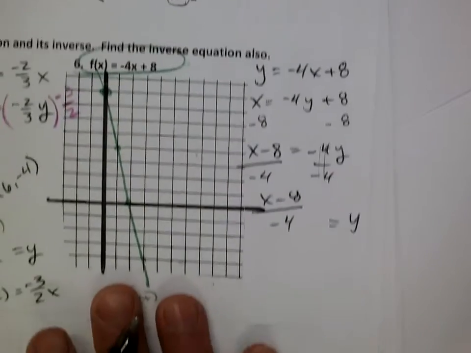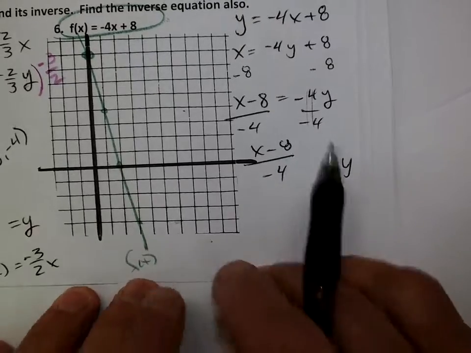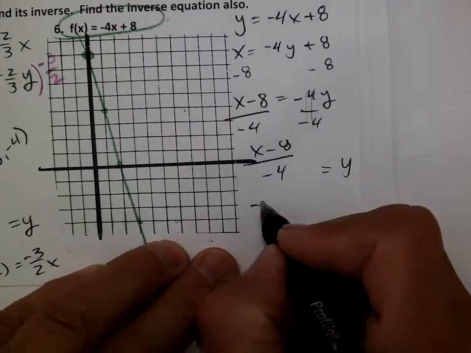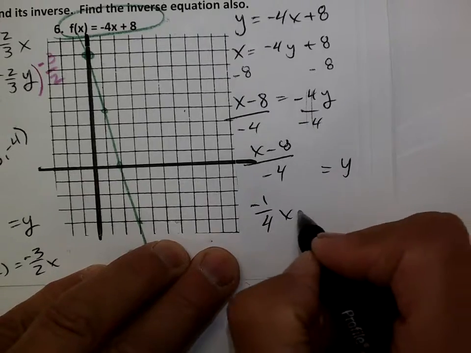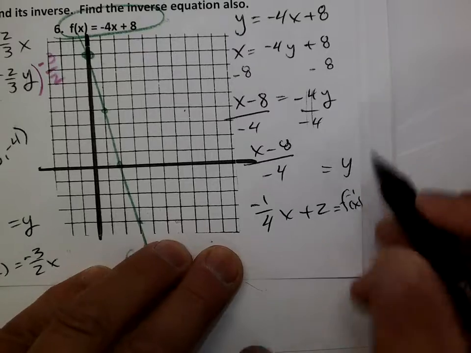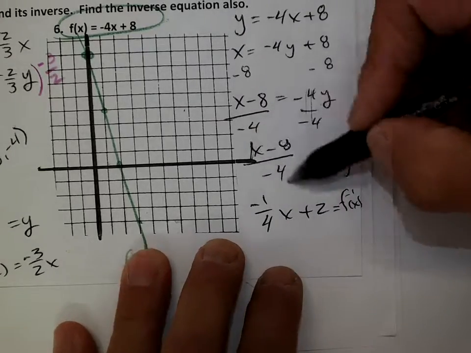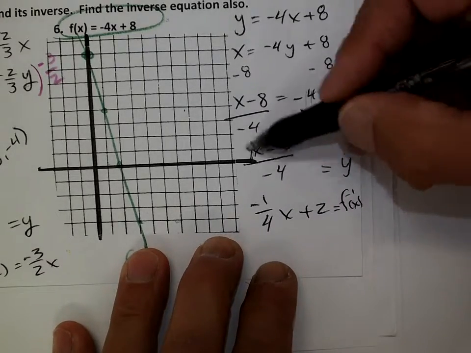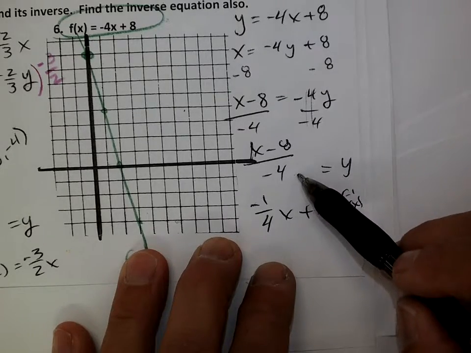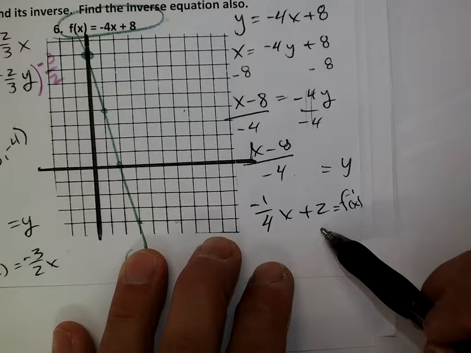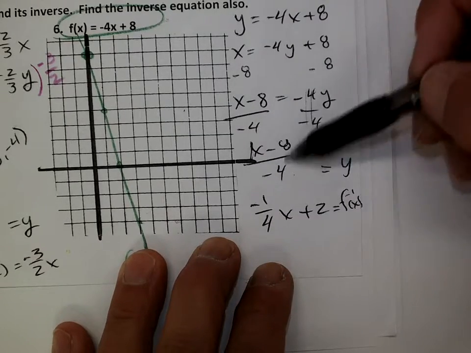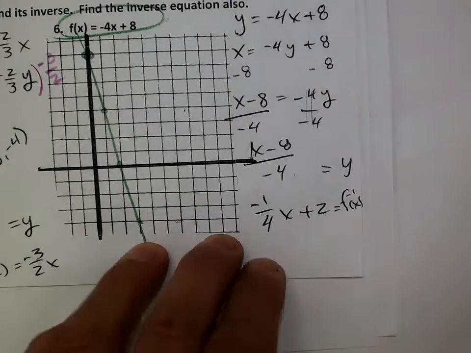So this answer here is okay. I would accept it. It's just a little bit harder to graph. I'm going to rewrite this as negative 1/4 x plus 2 for my inverse. Okay? You see the negative 1/4 x plus 2. Again, I would take this answer, but this one's easier to graph. You guys agree? Do you see where I got the negative 1/4 x plus 2?